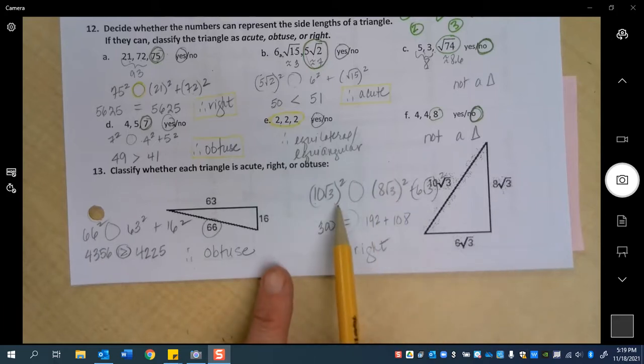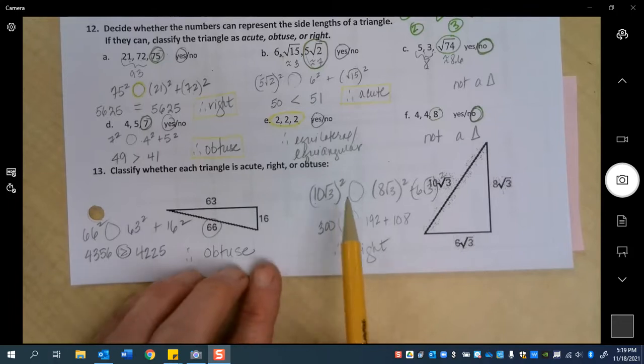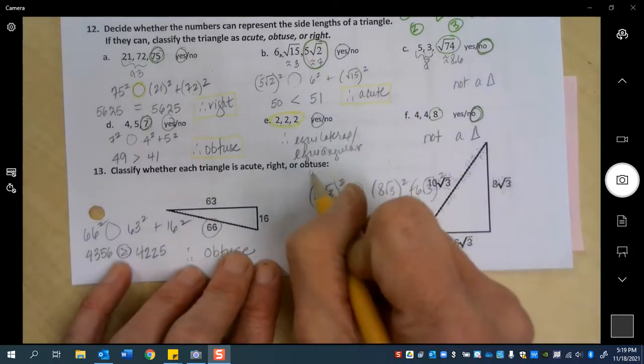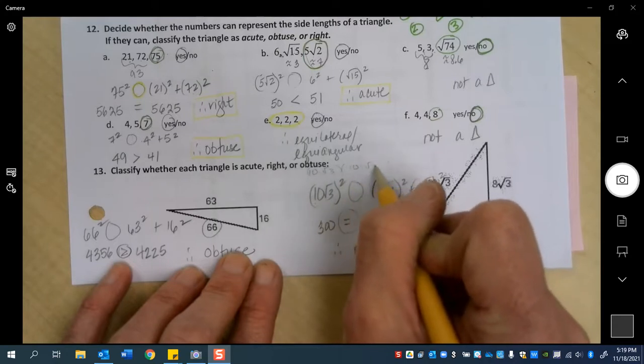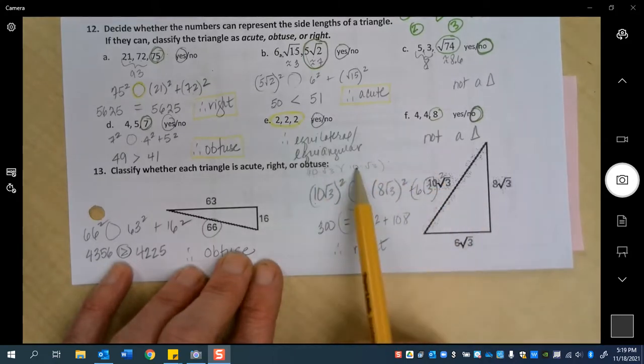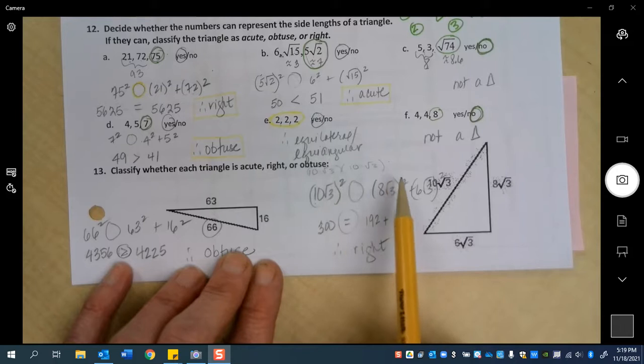Don't forget, when you're squaring 10 roots of 3, it's 10 times the square root of 3 times 10 times the square root of 3. 10 times 10 is 100. Root 3 times root 3 is 3. That's where that 300 comes from.